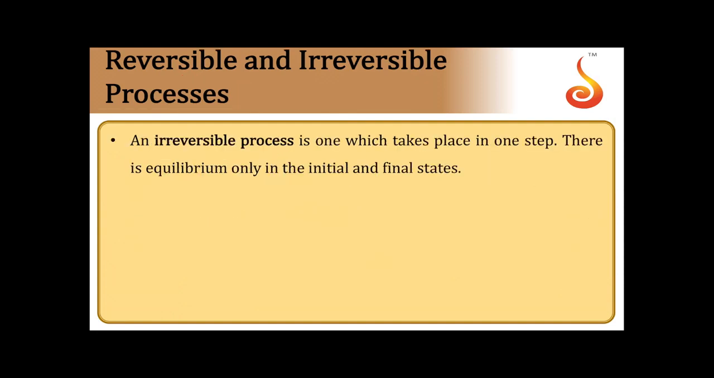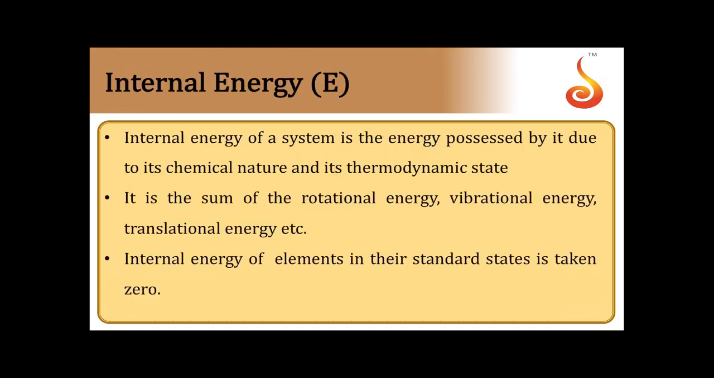Then comes the irreversible process. An irreversible process is one which takes place in one step, and there is an equilibrium only in the initial and final states of the system, whereas in the reversible process, equilibrium exists in each and every step of the process. There is a difference between reversible and irreversible processes.